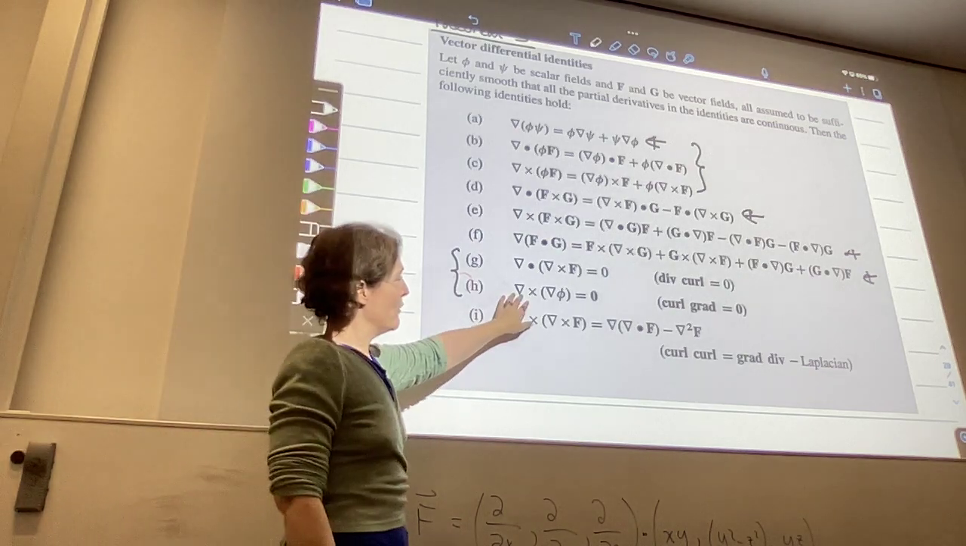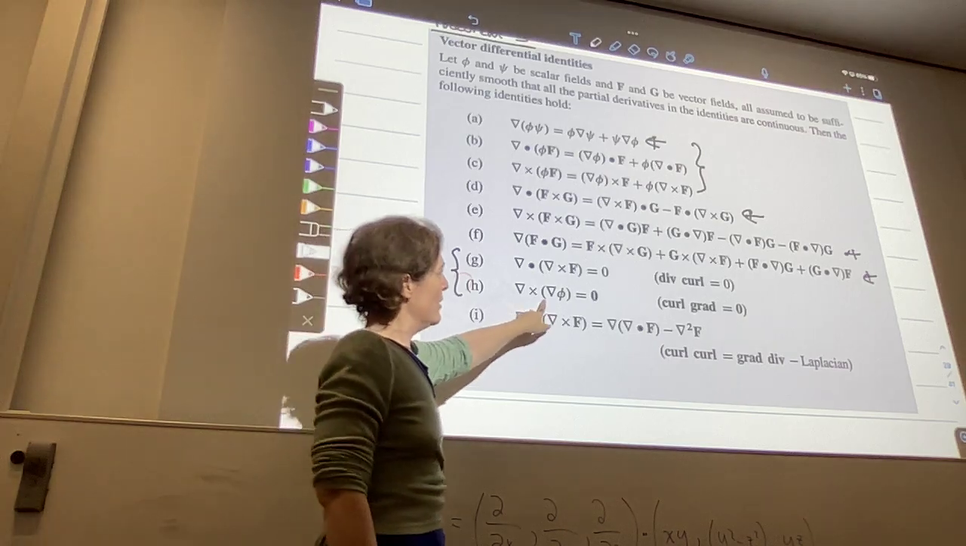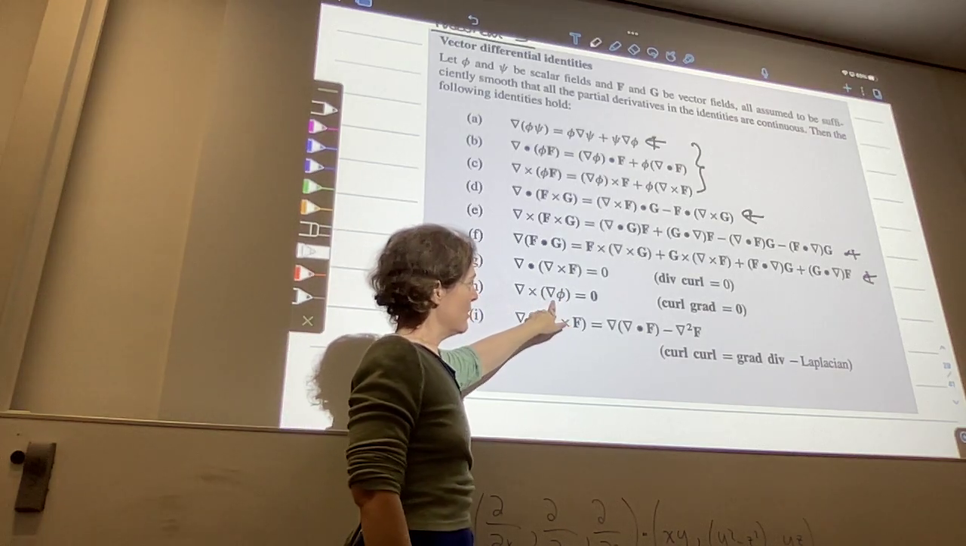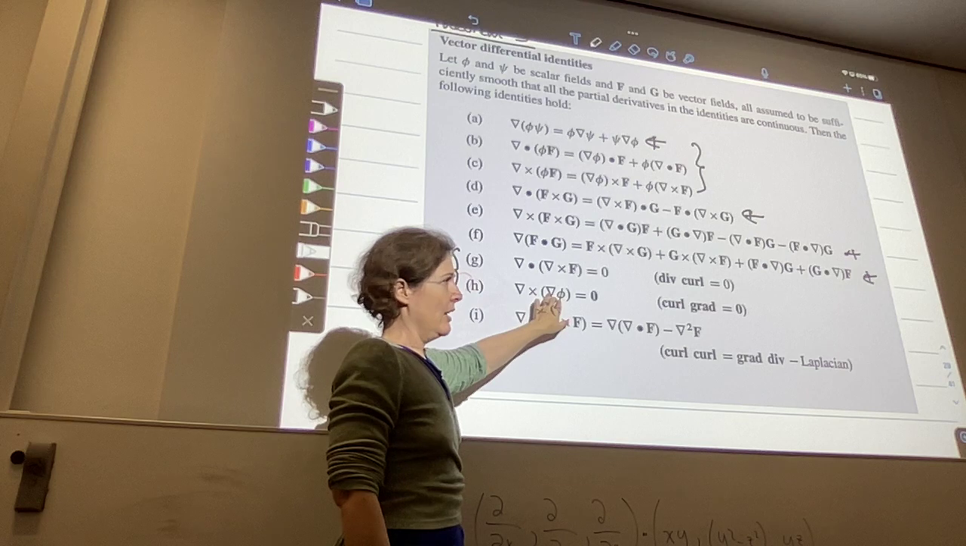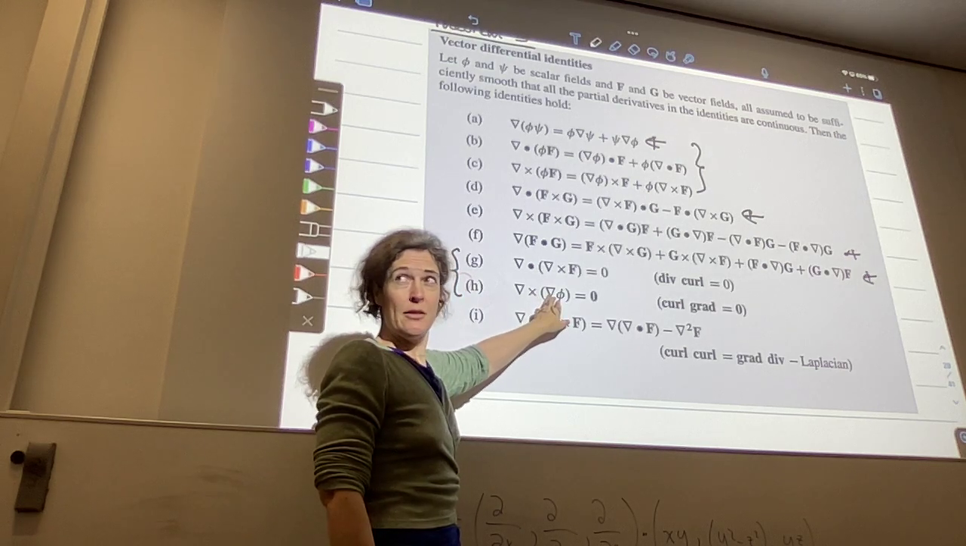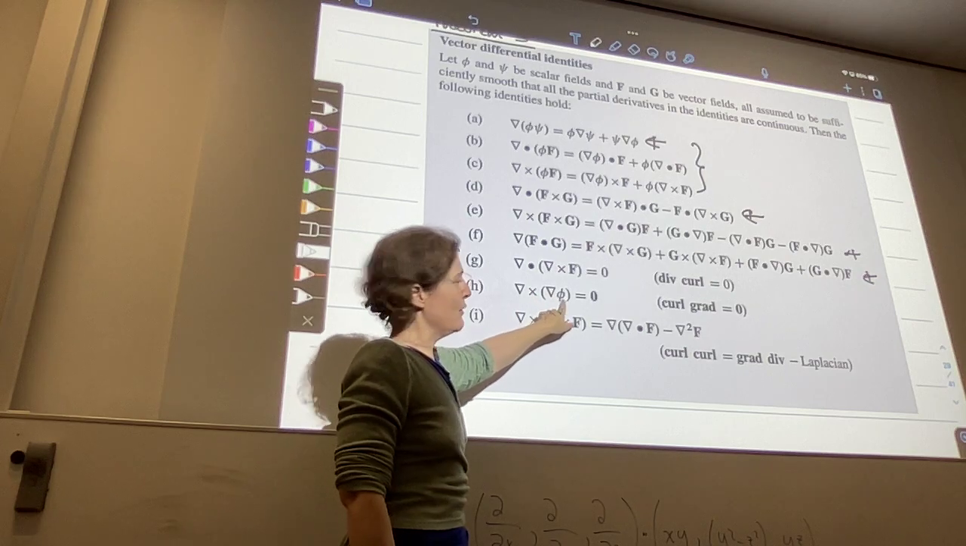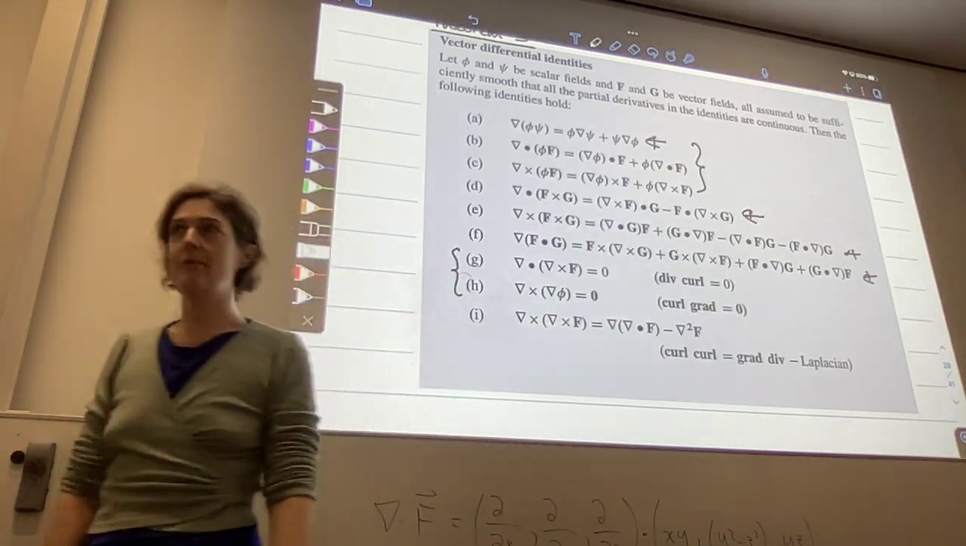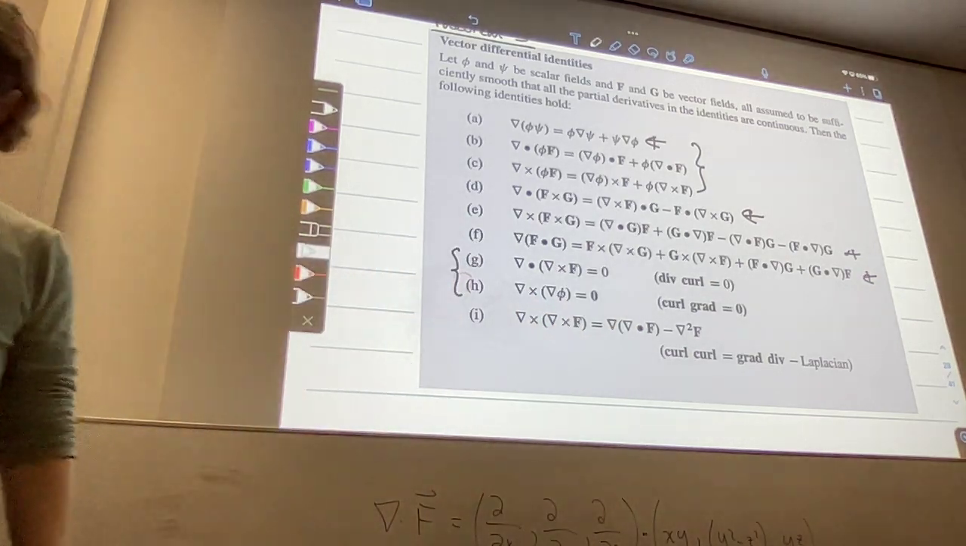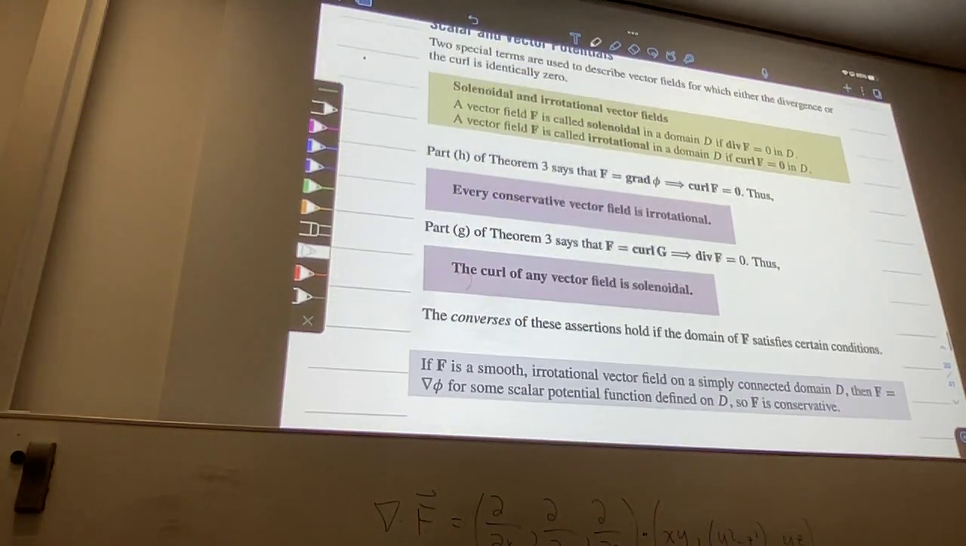And this thing over here is the gradient of a scalar field, which we know is a conservative vector field. So what this is telling us is that the curl of a conservative vector field is always equal to zero. So those are two useful things, and they're summarized over here.